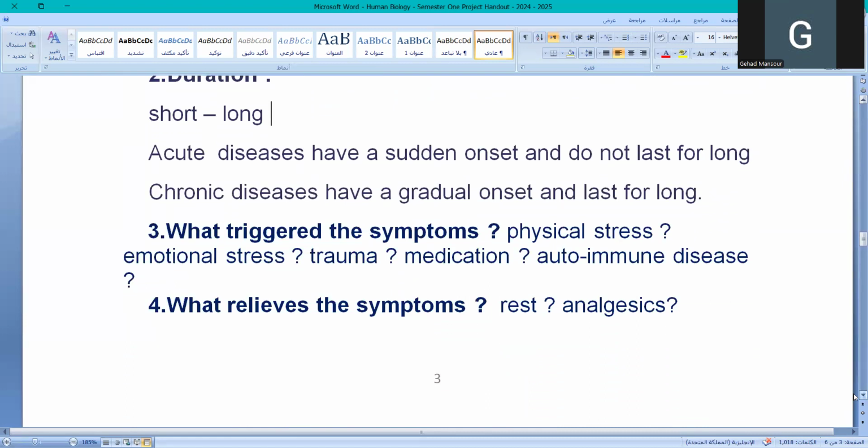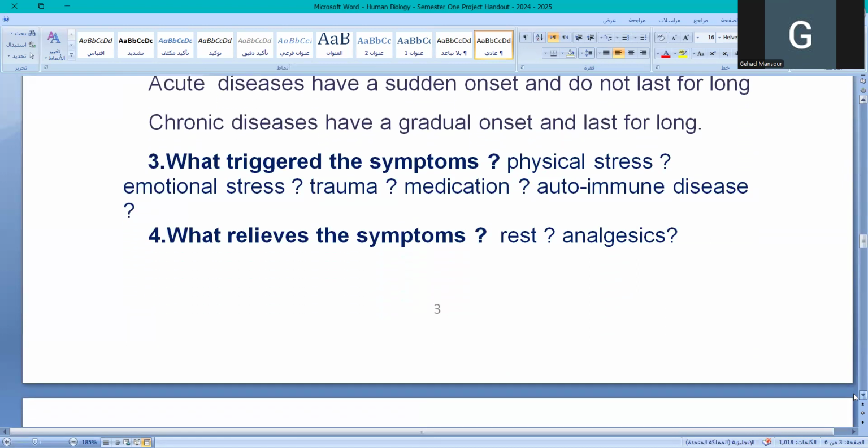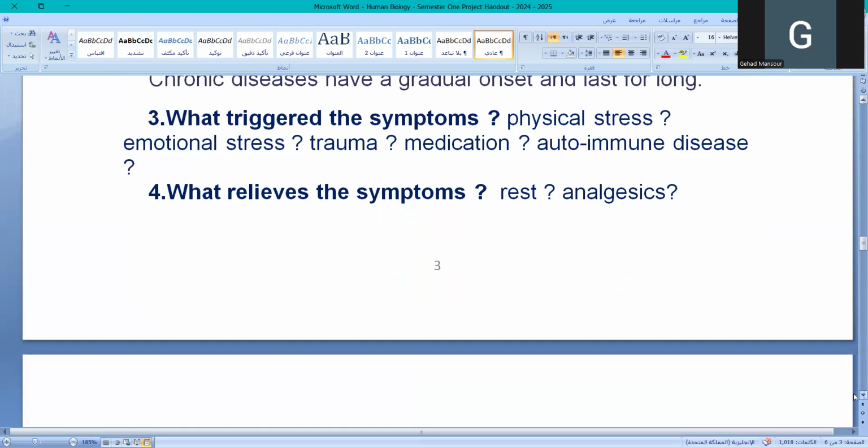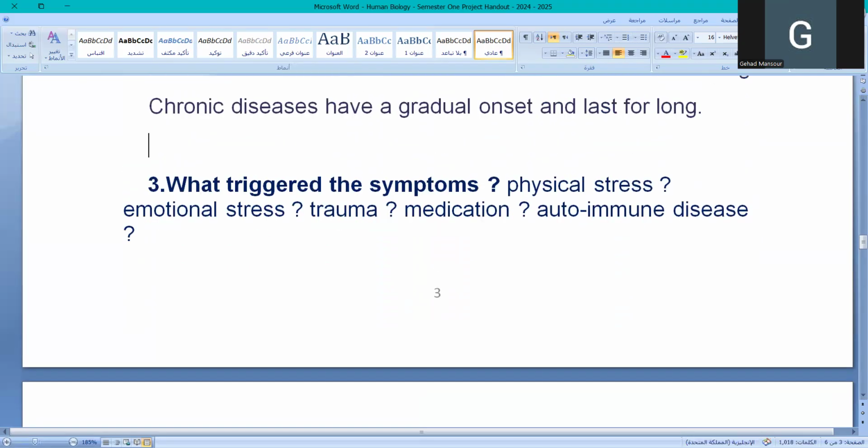But when there is an acute sudden onset, the duration is usually short. And then, what triggered the symptoms, the quality of the symptom, especially in case of pain. So, for example, if the pain is dull aching pain, this might be a muscle pain. If the pain is sharp pain, this might be a traumatic injury pain.